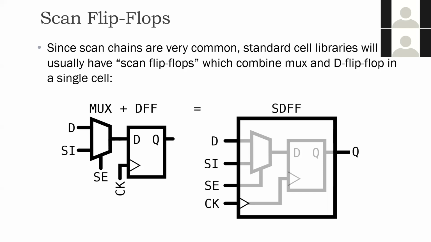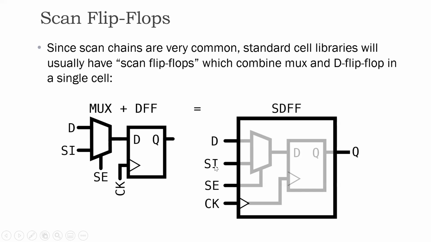These are flip-flops which combine that mux and D flip-flop in a single cell. So instead of having a separate mux standard cell followed by a D flip-flop standard cell, since this pairing is very common, standard cell libraries will almost always provide what is called a scan flip-flop, where this mux and DFF are combined into a single standard cell. Okay, and we simply show the D pin of the flip-flop as the D pin of the mux. The mux input is called D. In other words, this is the functional input to the flip-flop, the D pin.